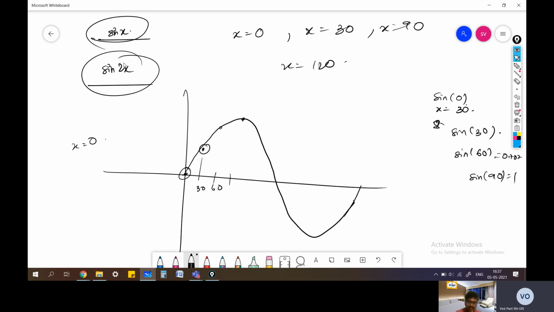So I did the sin x. For sin 2x, what should I put? Put sin 2 into 30, like that. Don't put 30 directly. Start with 15, and then 30, and then 45, and then 60, and then 90. Try like that, you'll get it. Once you graph it, just show me.